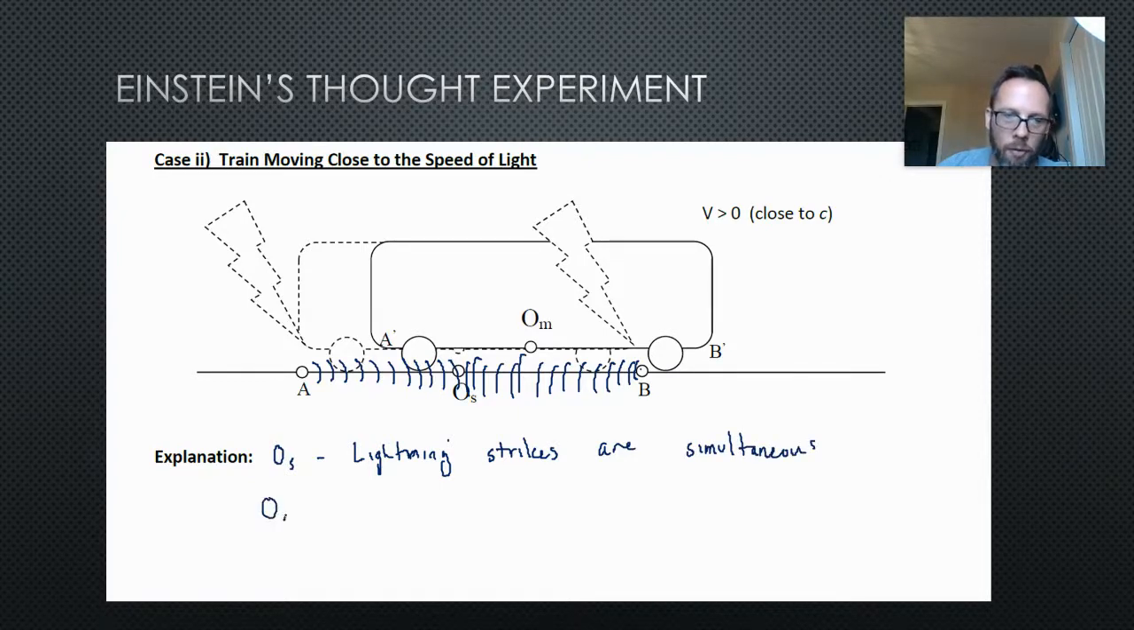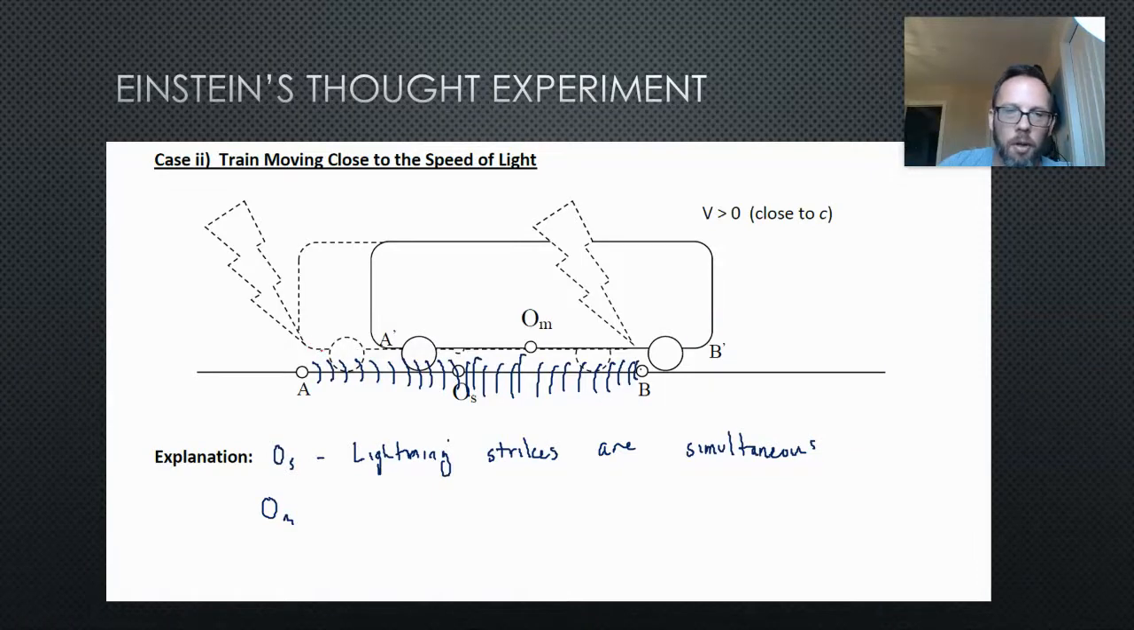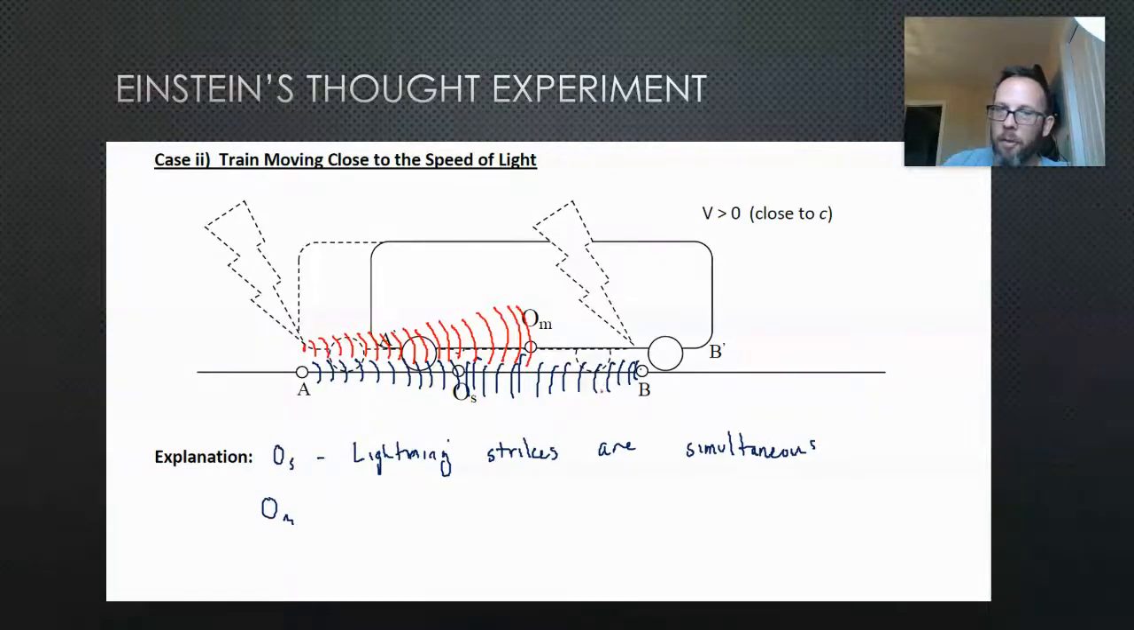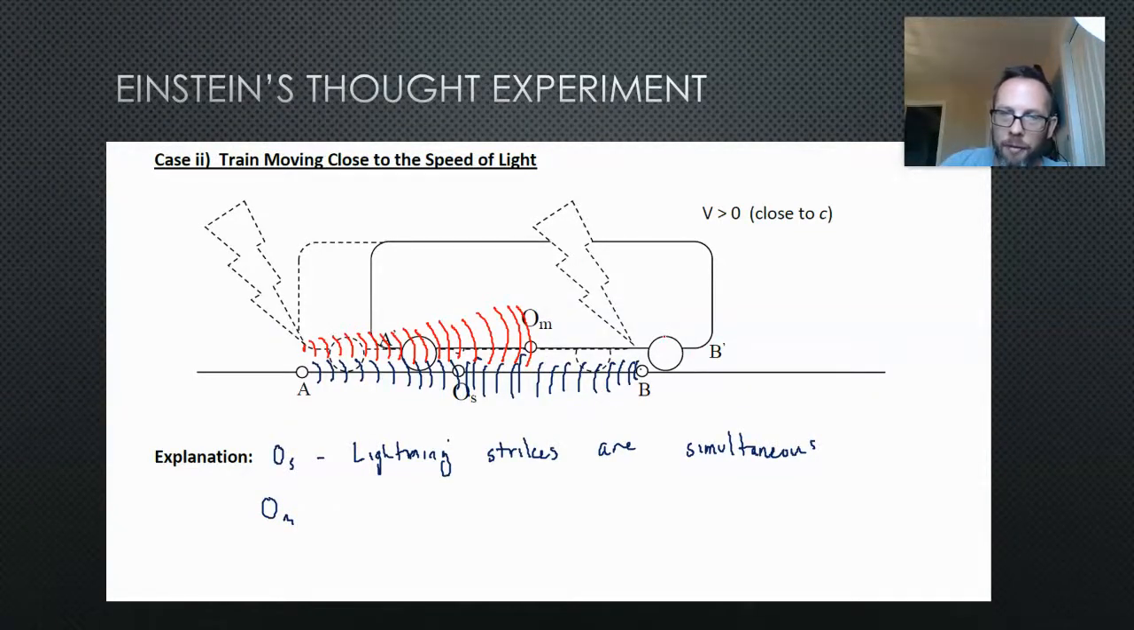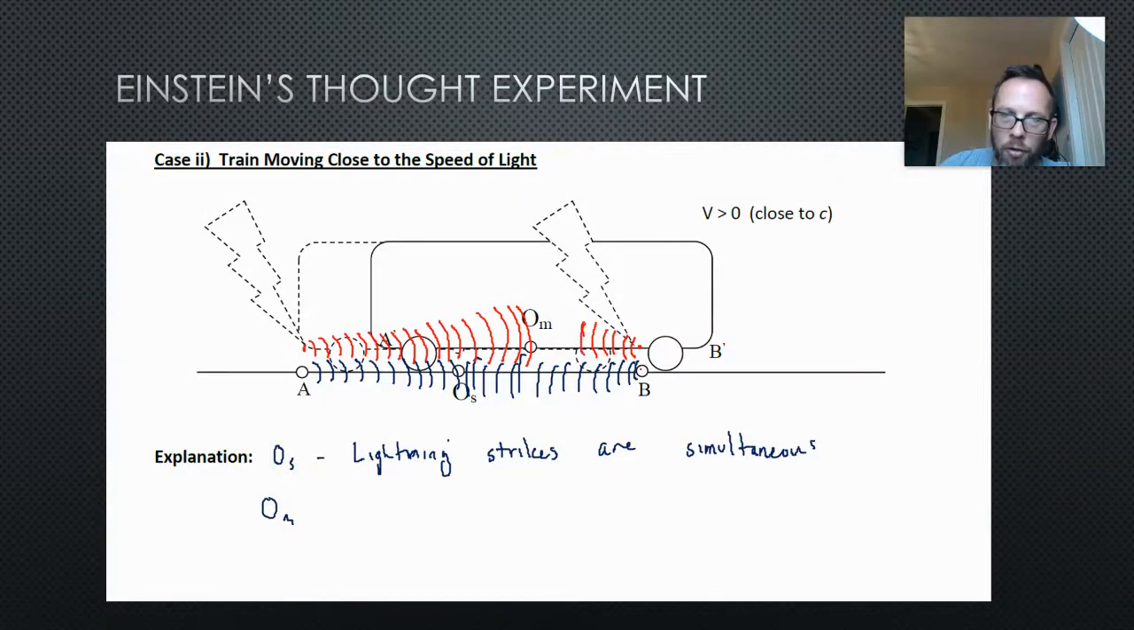But what does the moving observer see? I'm going to switch to red here. The lightning strike from A travels at the same speed, but while the light is traveling forward, the train is also moving forward. And so the light has to travel a little bit farther before reaching the moving observer. With the strike from B, the lightning strike happens and the light starts moving, but here the moving observer is moving closer to the strike, so the light doesn't have to travel as far before reaching the moving observer.